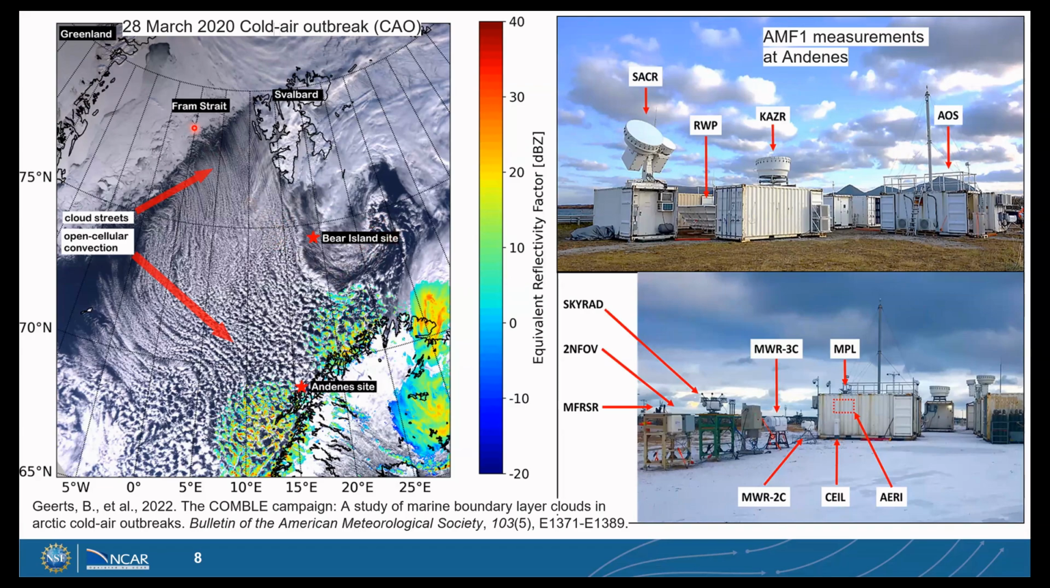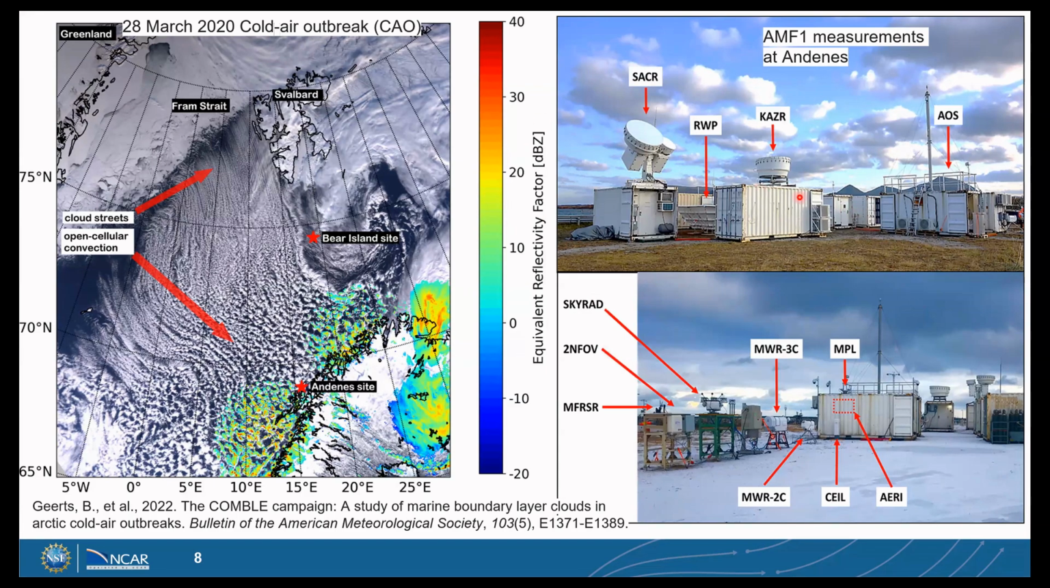So this image is from March 28th, 2020. This is an intense cold-air outbreak where we had roll convection that transitioned to cells far downstream. And you can see by the time we get to Andenes at this fixed site, the cells can be quite large, in this case at least.